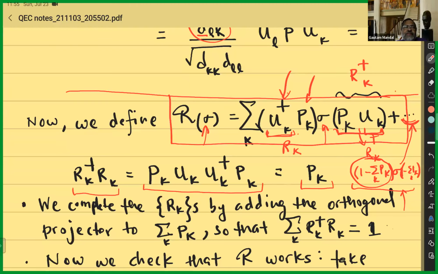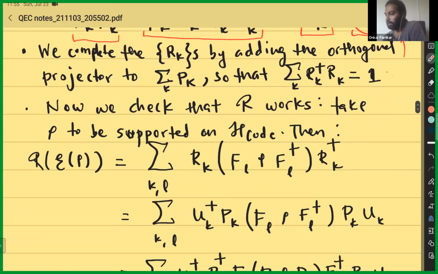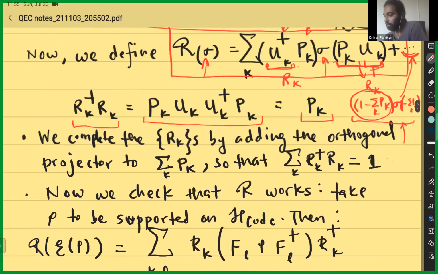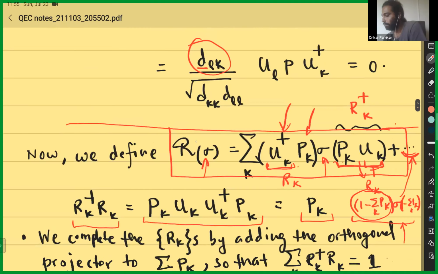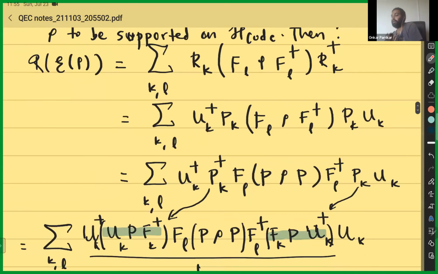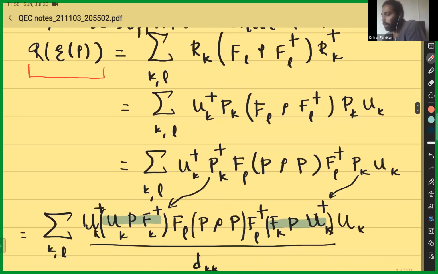Got it. And so that's the intuition. But more explicitly, you can just check it. So now I've given you a formula for this recovery channel. This is the formula. So then you just check it. You compute R of E of rho. Right? You compute R of E of rho.